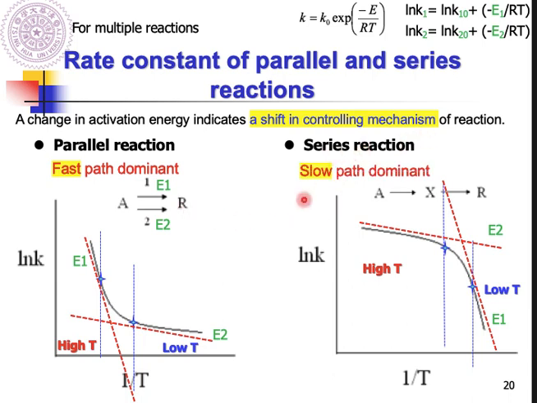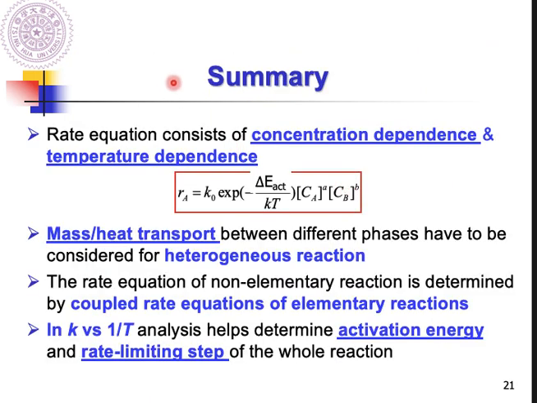Slow for series reactions, slow path dominate. Okay. So I'm going to give you a summary here. So the rate equation will include the temperature dependency or also the concentration dependence. In order to know the activation energy part, you need to keep the concentration of reactants constant, then you plot the log K versus 1 over T, then you can get the activation energy or energy barrier for your interesting chemical reactions.